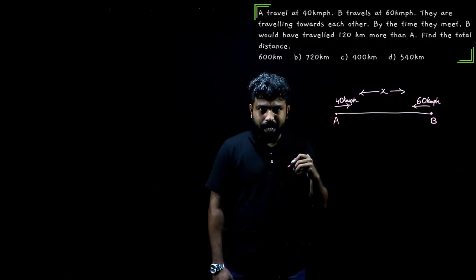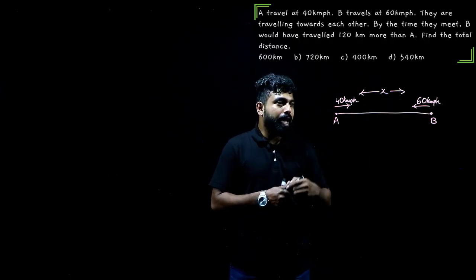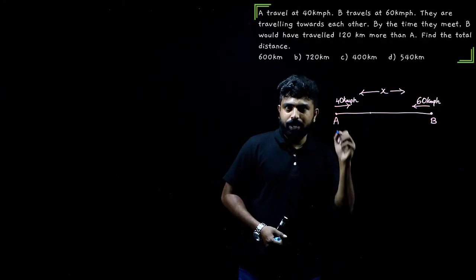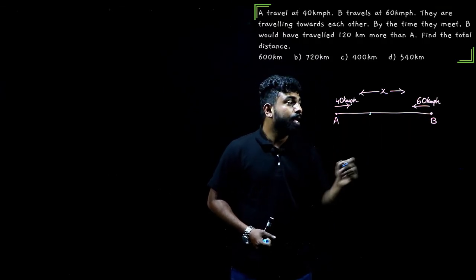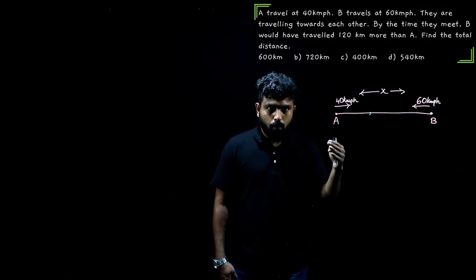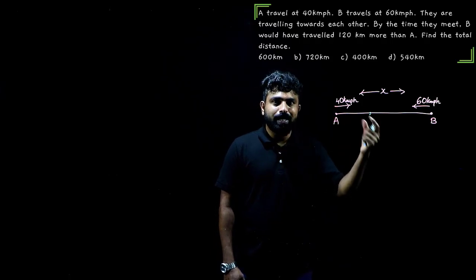B is faster than A. Hence, B would have traveled more distance than A. So B would have come somewhere over here. When they meet, they would have met somewhere over here. This would be the distance covered by A and this would be the distance covered by B. The distance covered by B would be more. But how much more? What have they given in the question? B has traveled 120 kilometers more than A.